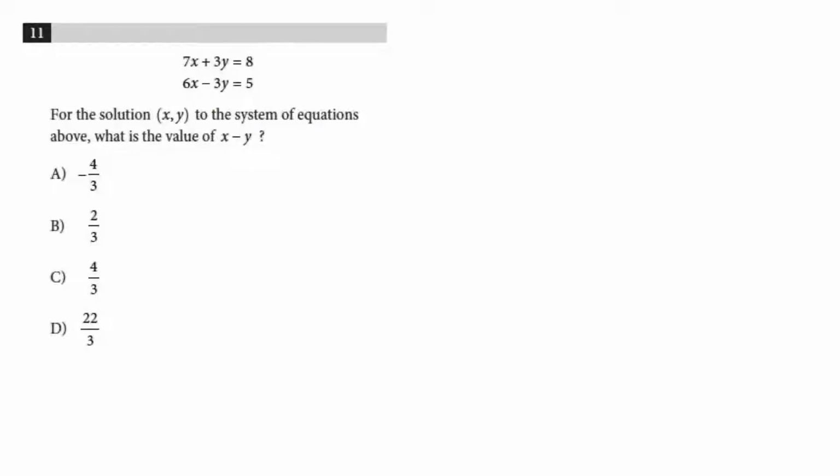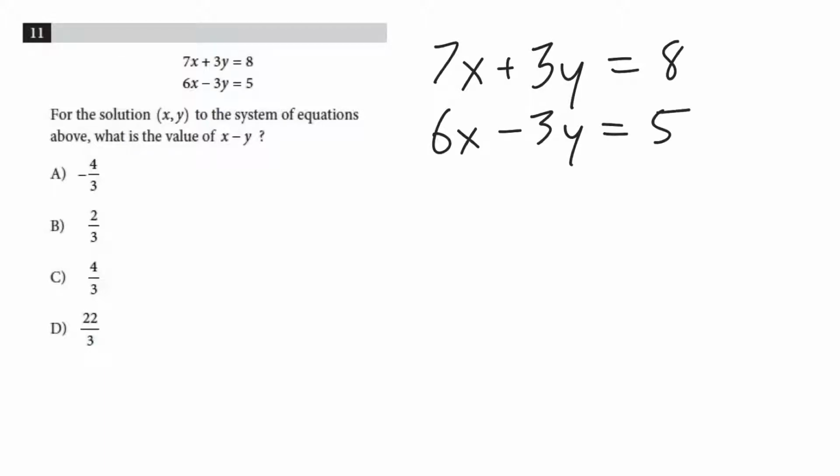Perfect. Okay, so we need to figure out what x is and what y is. It doesn't really matter what we solve for first, because we're going to have to substitute it back in to solve for the other variable anyways. I noticed right away that I have some additive inverse on my coefficients on y, and that means that if I just add the equations together right off the bat, my y's will cancel out.